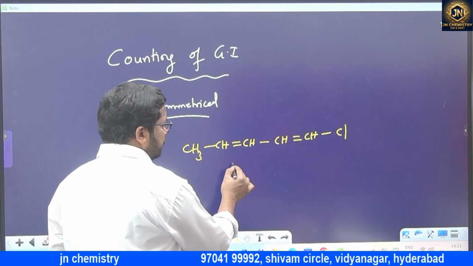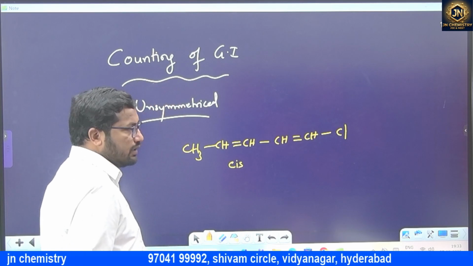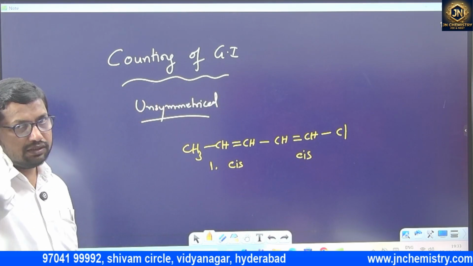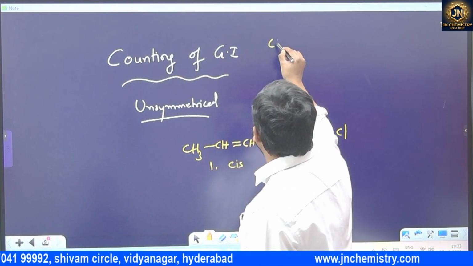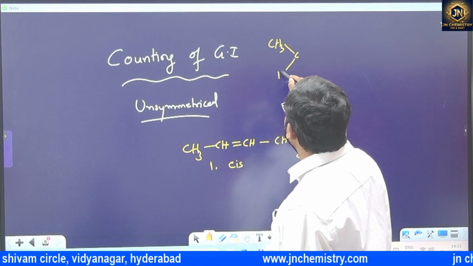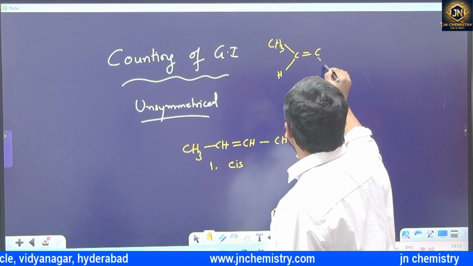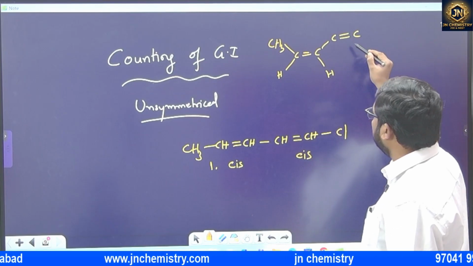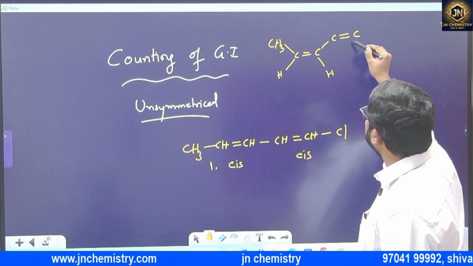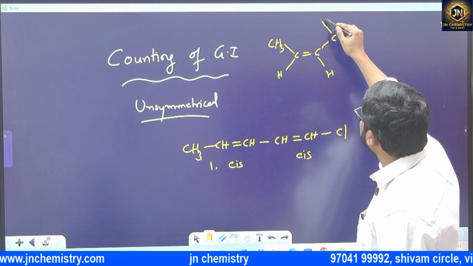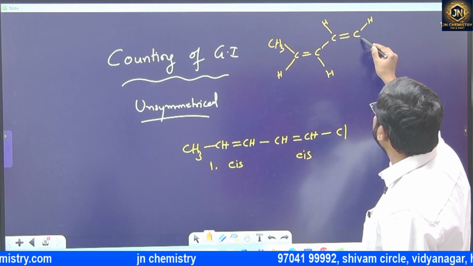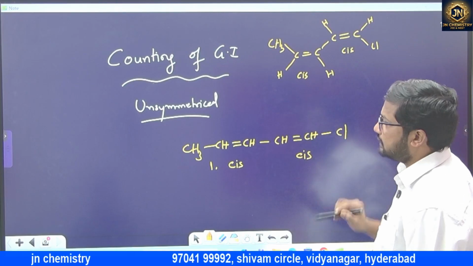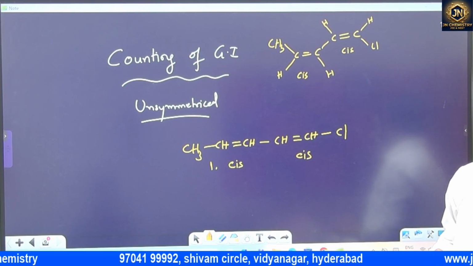So for the first one, we can put this is cis, this is also cis. Number 1. How can we write the cis and cis structures? If you want, I'll write here. CH3, CH double bond CH, CH double bond CH. Right. This is cis. This is also cis. Got it.